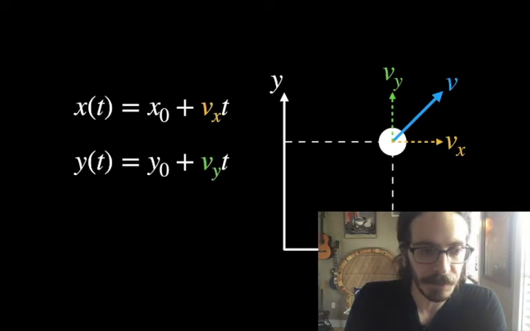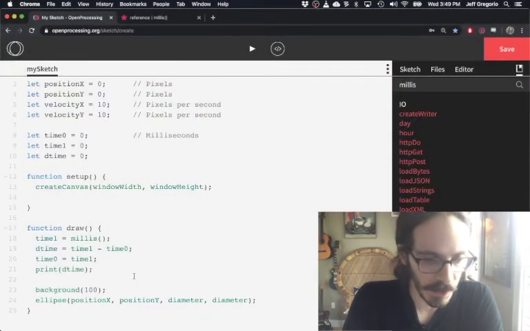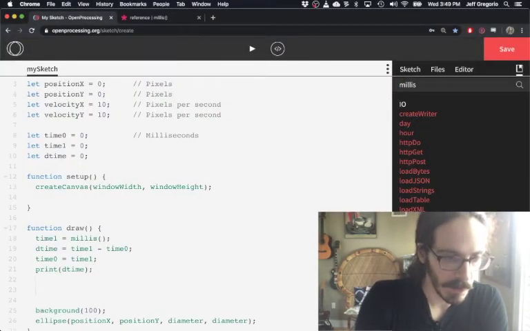So we'll have x and y coordinates of the object. And then on every frame, we'll take the velocity in both of those directions. We'll multiply it by the amount of time that's elapsed, and then we'll add it back into those x and y coordinates. So what that's going to look like is this.